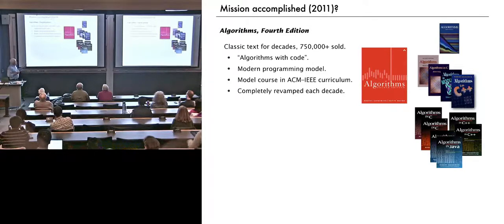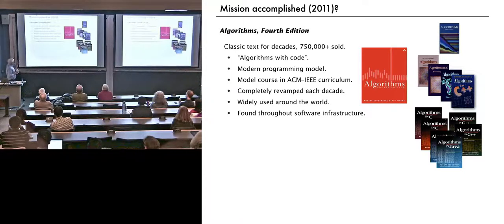We've completely revamped the book each decade in four editions. Over 750,000 sold, and this code is found in your cell phone and on your servers and all throughout the software infrastructure. A couple generations of programmers have been educated with these books. For people that are fans, or how such a book comes about, when I did the first book, there were no books that had code in them.